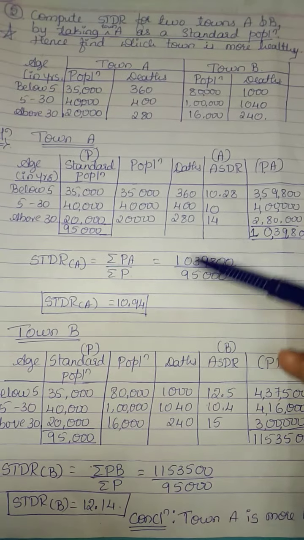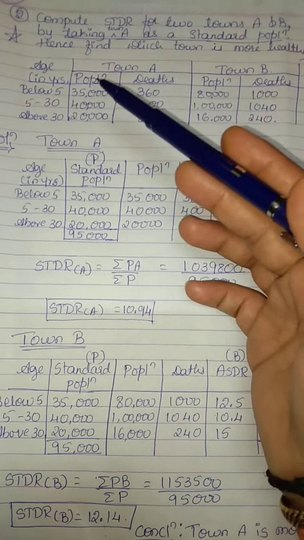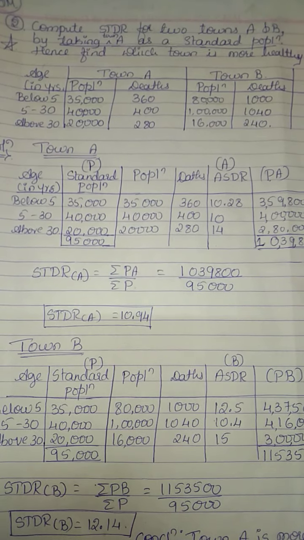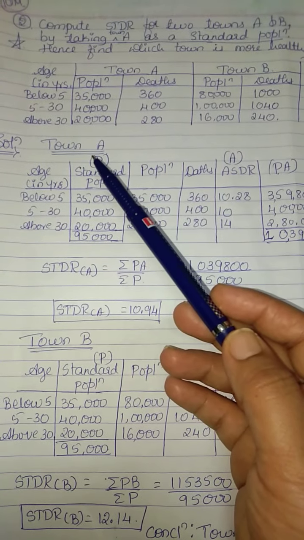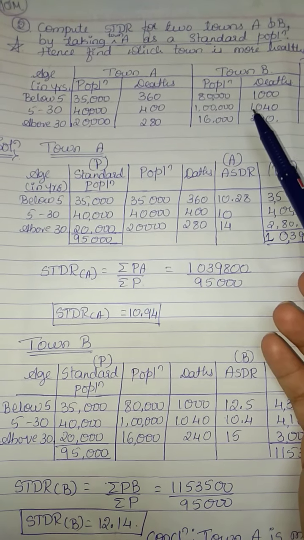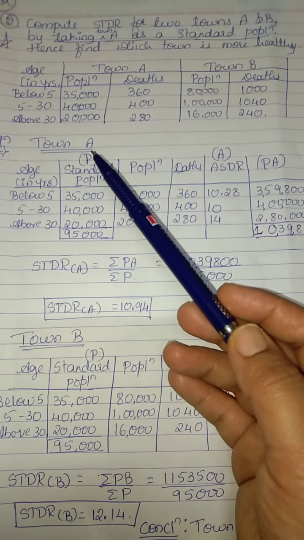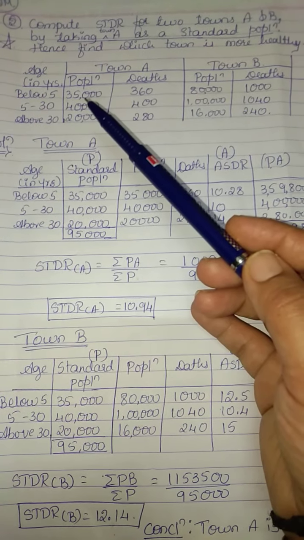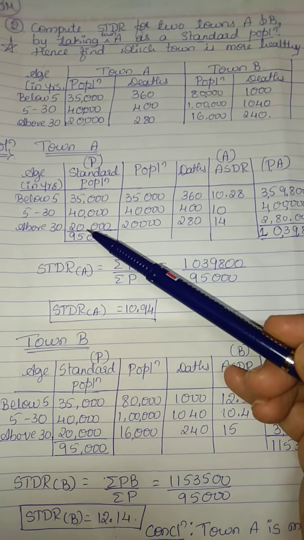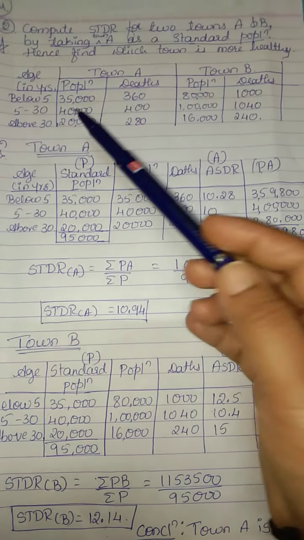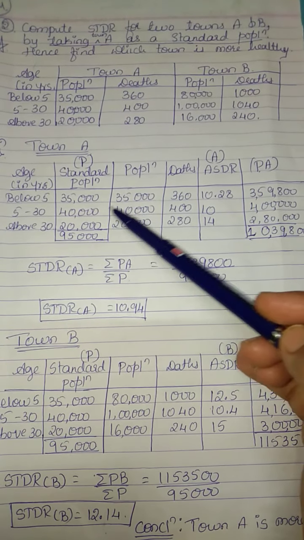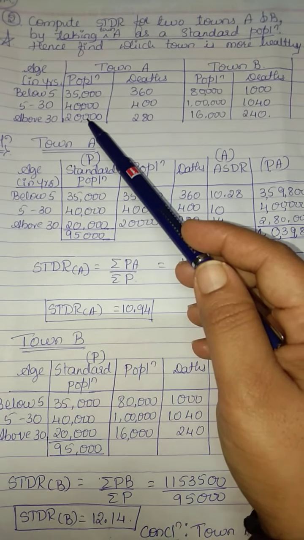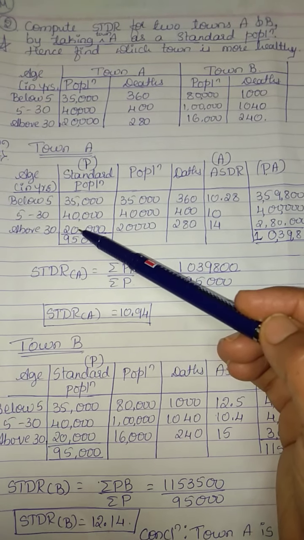If you are so confident that you won't make any mistake, you can directly consider this one. As usual I have taken town A first, then town B. For town A, the age group is there, and for the standard population we have to write these three numbers, so I have copied these three numbers. And the population I have written here. These two will be the same because I have to take this as the standard.